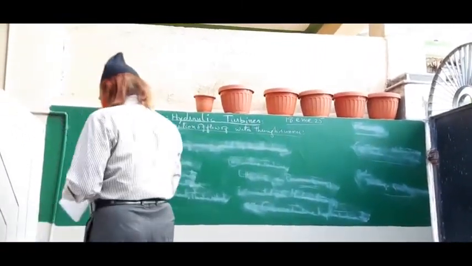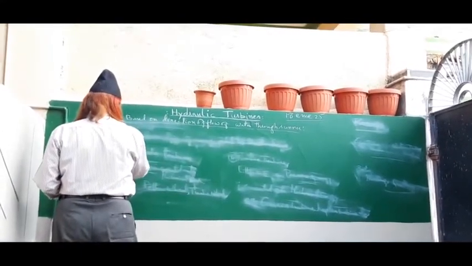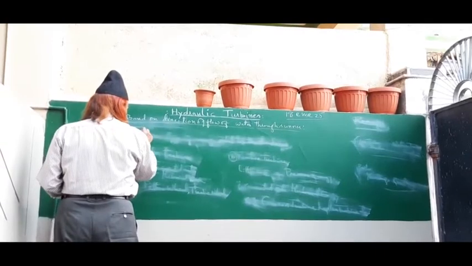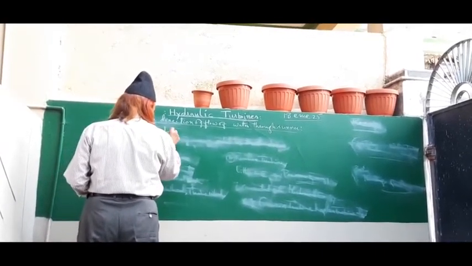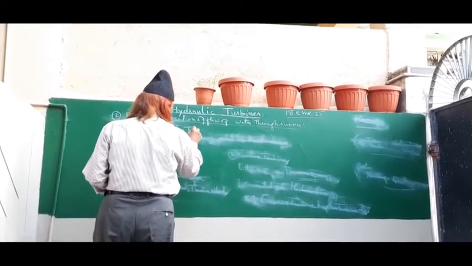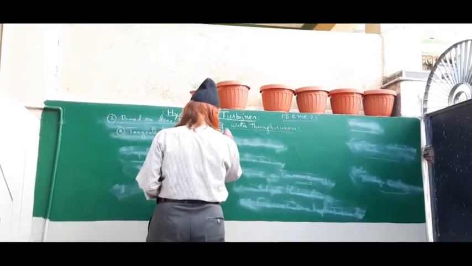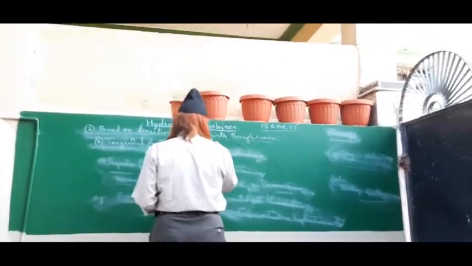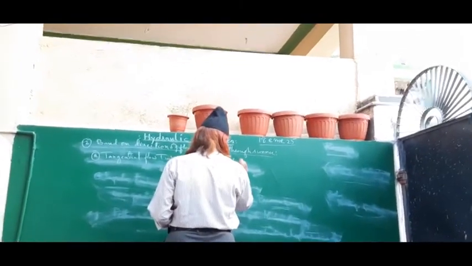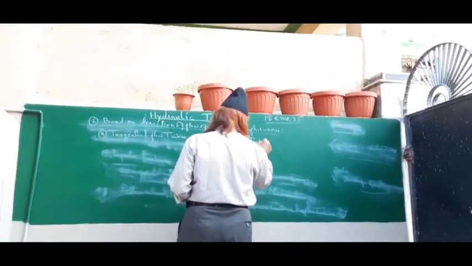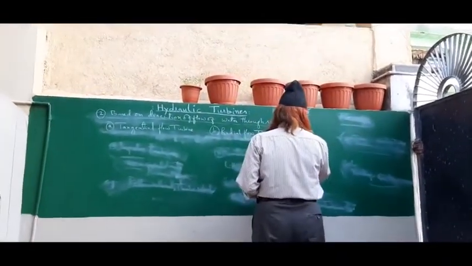Into three types. One is A, tangential flow turbine. Then B, we can say radial flow turbine. And C, we can say mixed flow turbine.